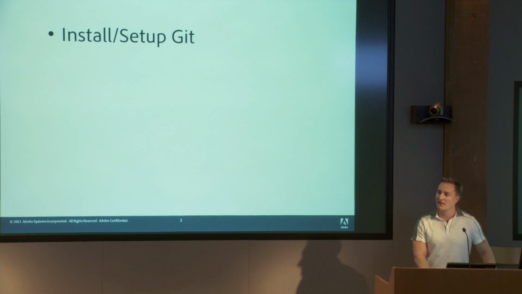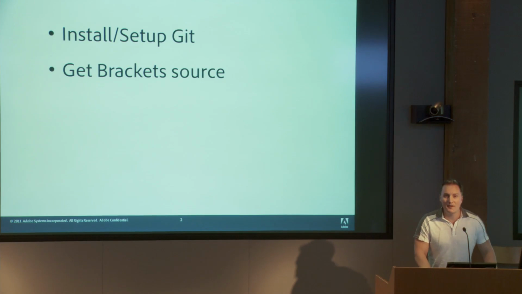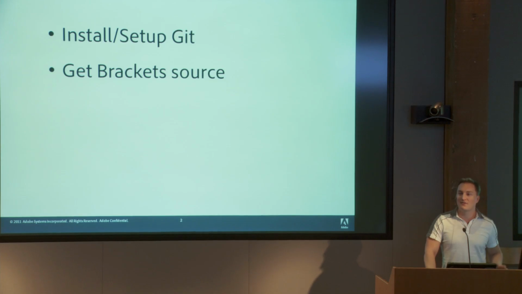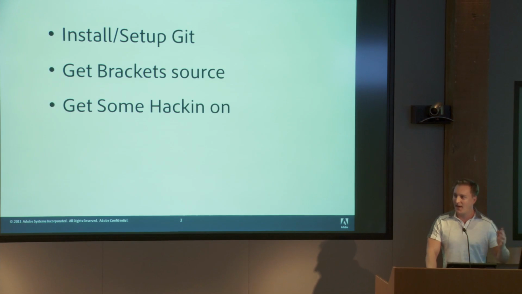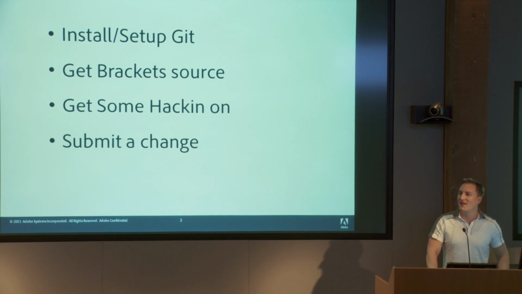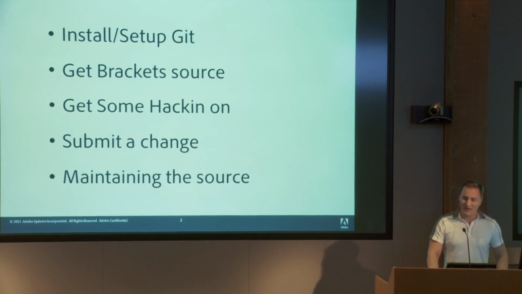So here's what I'd like to cover: some references on how to get going on your system. I'm not going to do that step by step. But then I am going to give a live demonstration of actually getting our source. I'm going to edit some code right in front of you, show you a little bit about how you work in Brackets to edit Brackets, and then finally, how you submit that change back to the Brackets repo to work with the core team. And of course, how do you maintain source?